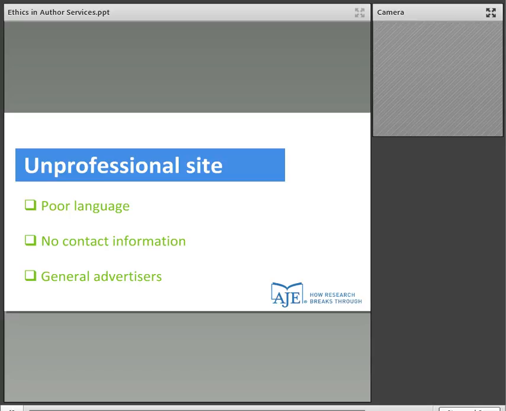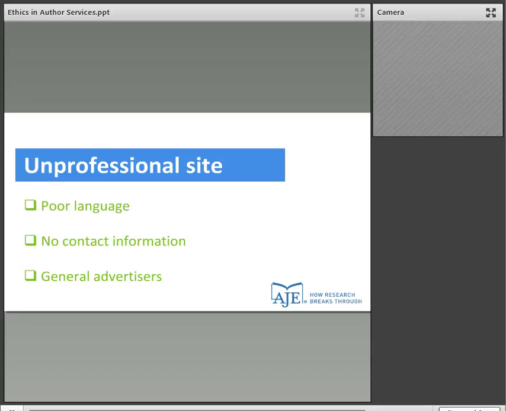Likewise, if there's a British society or a journal that purports to be part of a British society, but all the language on the website is American, there are no diphthongs in color versus colour and so forth. That's not a good sign either. And that's something that most people probably wouldn't even catch unless they know the differences between British and American English. But those are warning signs.